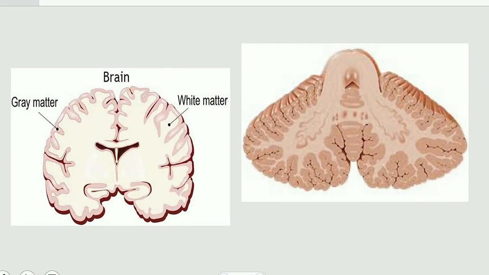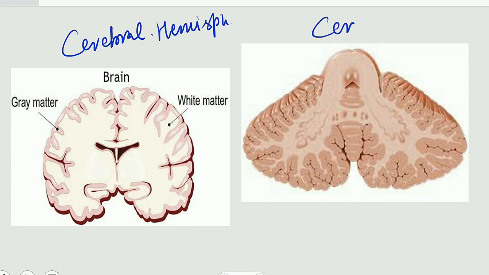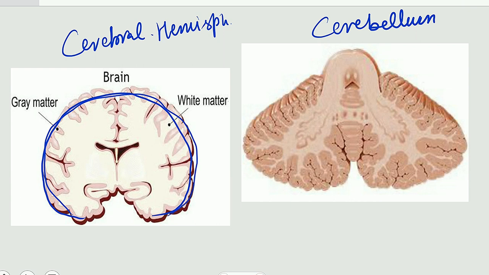Now look at here. This is the cut section of the cerebral hemisphere, and this is the cut section of the cerebellum. In the cerebral hemisphere cut section, over the peripheral margins, we have got the gray matter. This is the gray matter, and in the center we have got the white matter. In the center of the white matter, again we have got the collection of the nuclei known as the diencephalon.